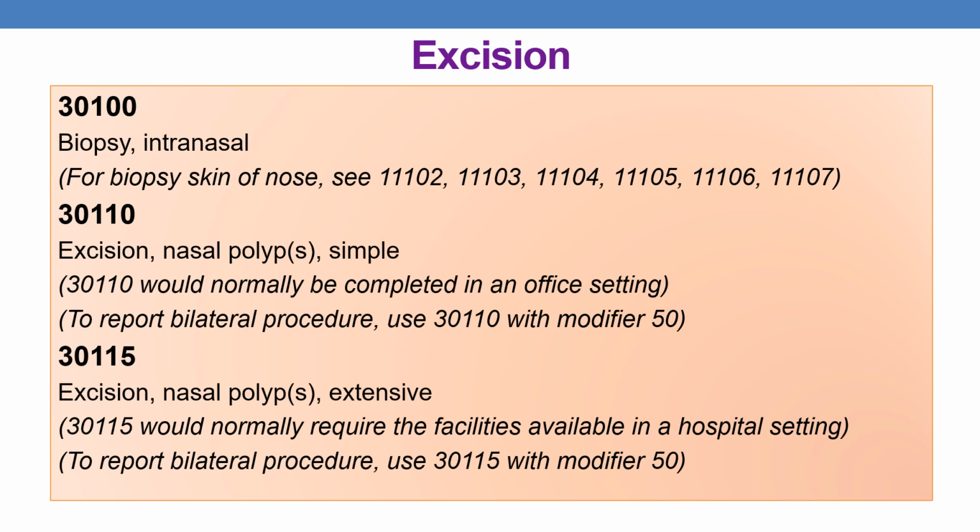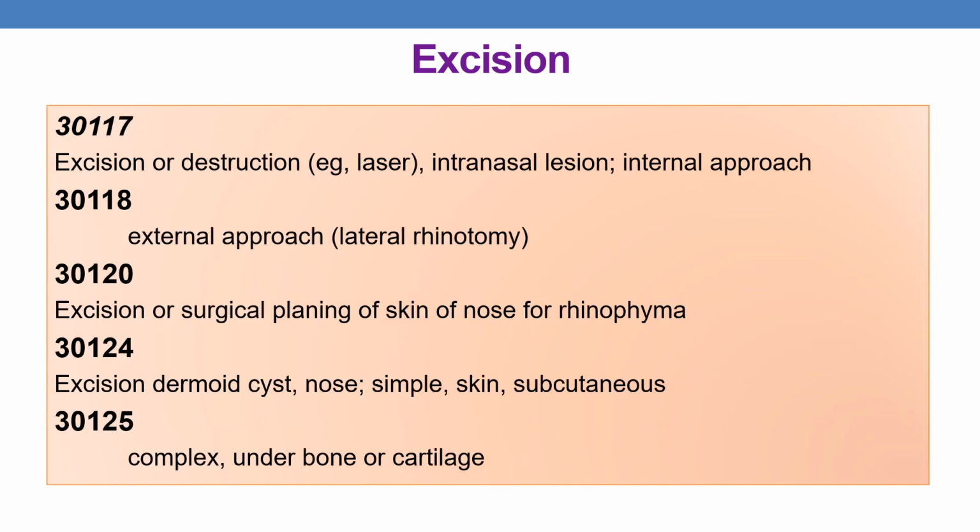The next is 30115, excision, nasal polyp or polyps, extensive. Previously it was simple, now it is extensive. It requires facilities available in a hospital setting, hence the term extensive. And to report a bilateral procedure, use 30115 with modifier 50.